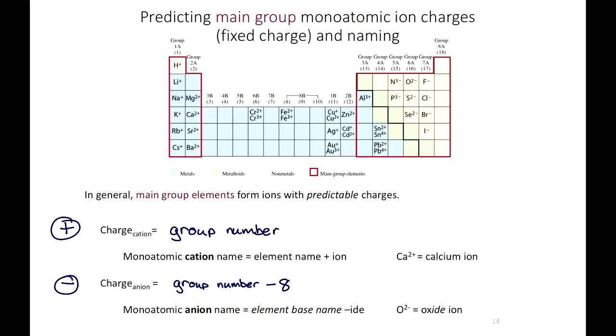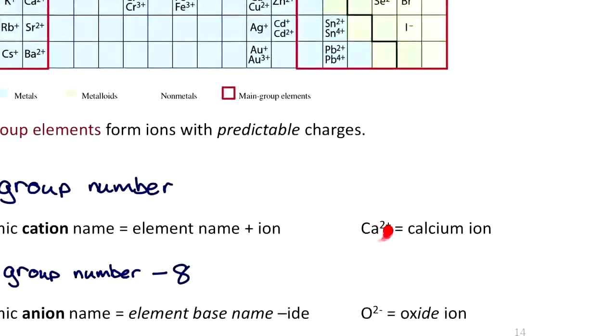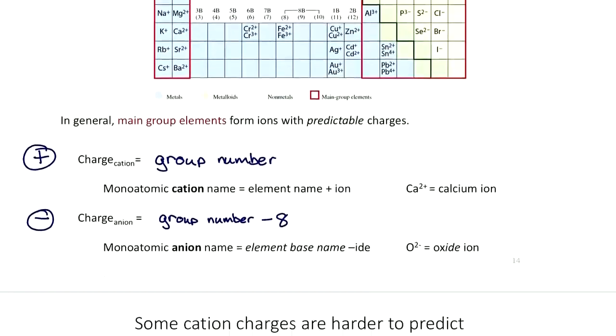And the great thing about naming metal ions is the name of the ion is just the element name. So if I'm talking about a calcium 2+ cation, not the atom, I just call it calcium ion. That's it. Things get a little different for anions.